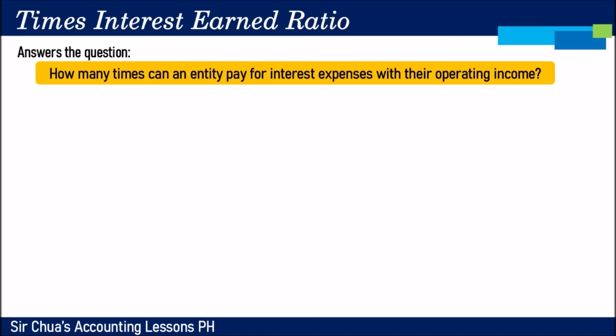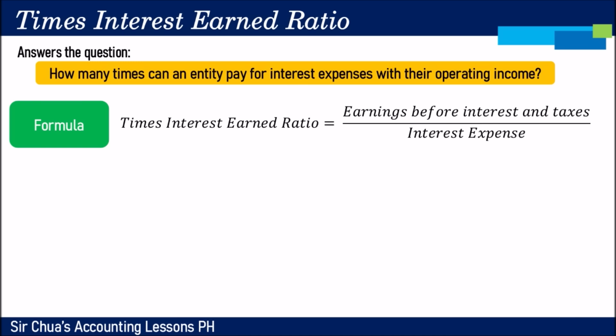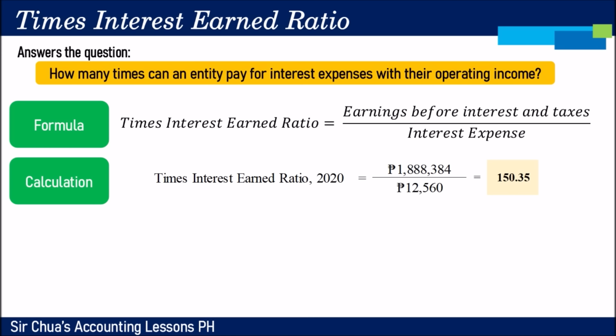Parang ganoon. Okay? So, your formula is times interest earned ratio is equals to earnings before interest and taxes over interest expense. Okay? So, this is your calculation. Sir, paano po kunin yung earnings before interest and taxes? Punta ka ngayon sa income statement mo. Di ba may net income after tax dyan, yung 1,300,000 something, diba?